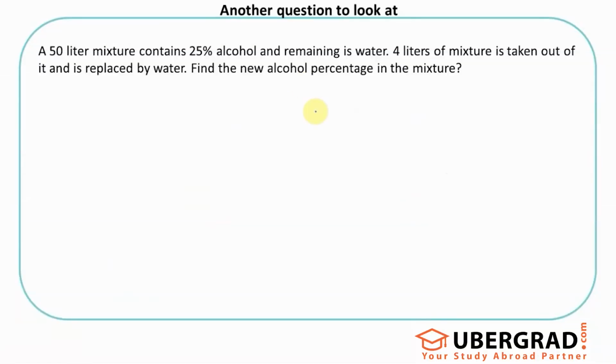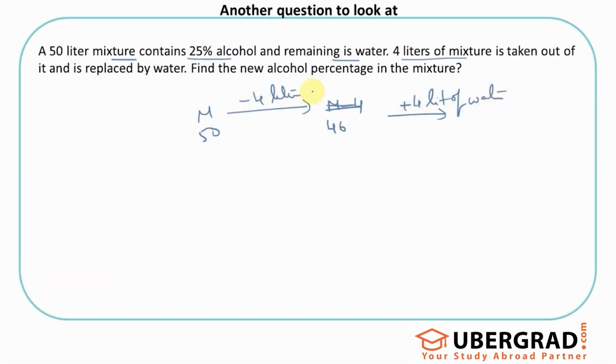As I was talking about, the other variety is that there's a mixture which has some alcohol and water. 4 liters of mixture is taken out. So there is a mixture, and 4 liters of mixture has been taken out. Now the mixture will be 50 minus 4, which is 46 liters. Now I am adding 4 liters of water.